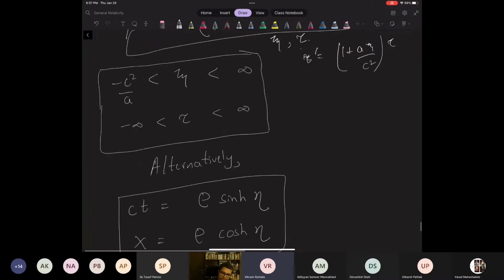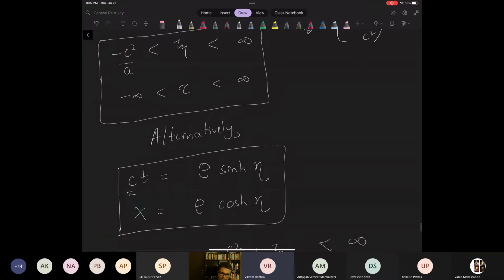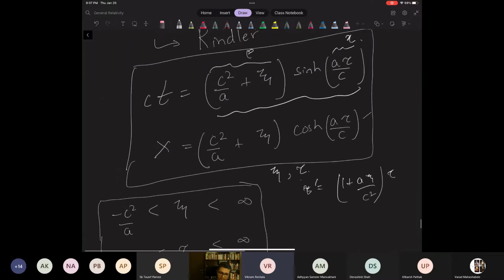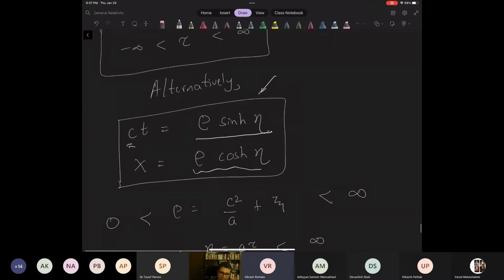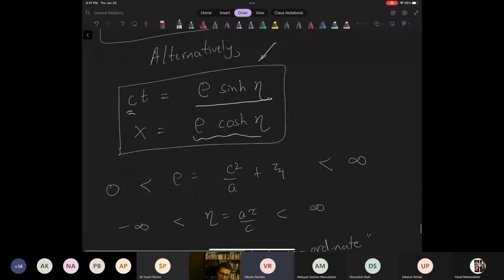Okay, so when I do this, ct is rho sinh eta, which describes my observers, and x is rho cos eta, which describes the x coordinate. Okay, and what is the range of the rho parameter? Rho is c squared by a plus xi, so that goes from 0 to infinity, and eta goes from minus infinity to infinity. Eta is just a tau by c. Okay, eta is the rapidity of that special observer with xi equal to 0.